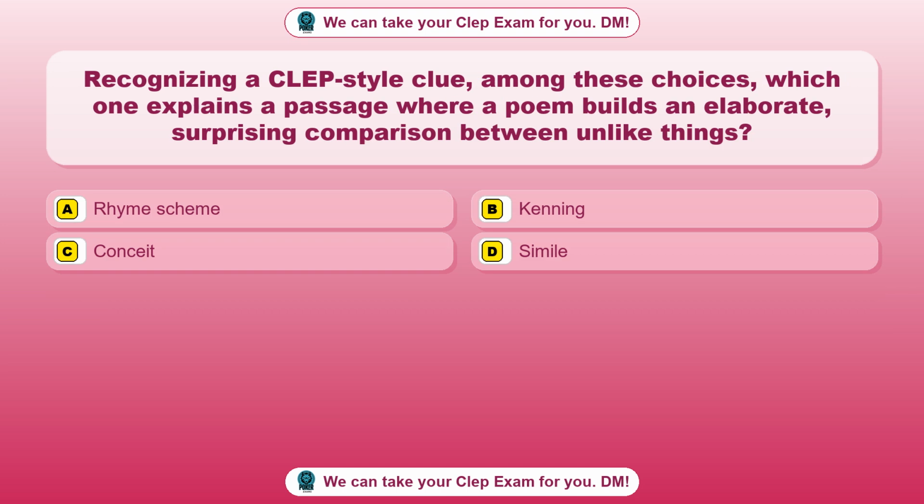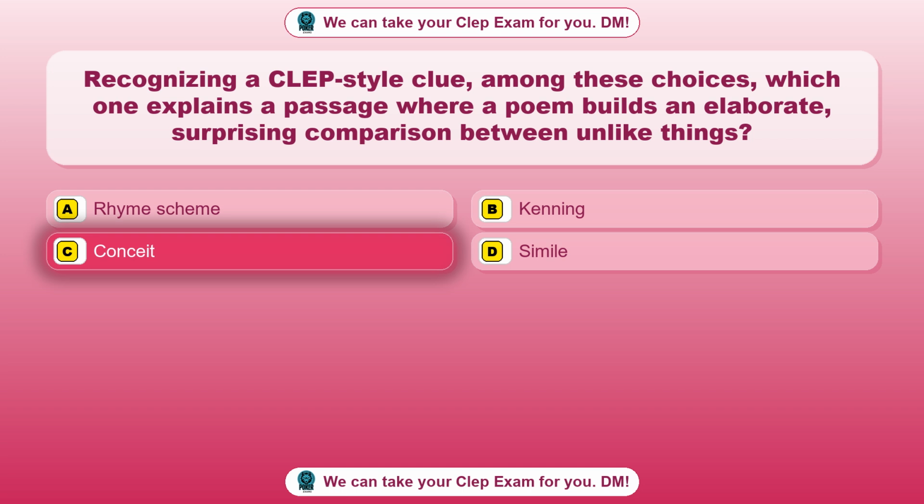Question 8. Recognizing a CLEP-style clue among these choices, which one explains a passage where a poem builds an elaborate, surprising comparison between unlike things? Option A. Rhyme scheme. Option B. Kenning. Option C. Conceit. Option D. Simile. The correct answer is option C.